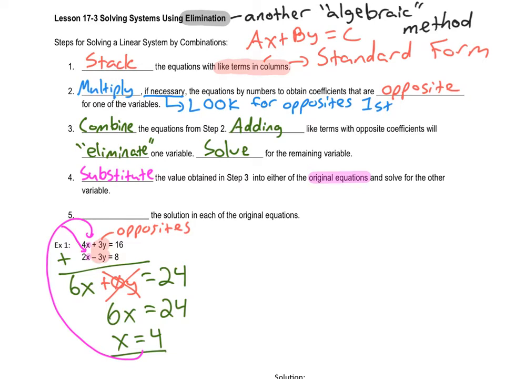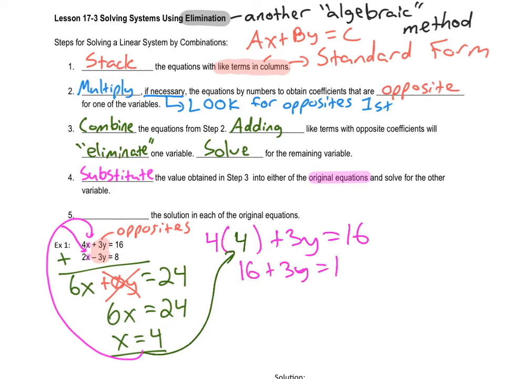So I'm going to rewrite 4x, but I'm going to replace that x with what I just solved. What was that answer I got? 4. We'll put the 4 in there. And then I have the other part of the equation still. Plus 3y equals 16. And now I'm going to solve for y. What's 4 times 4? 16. 3y equals 16. What's my next step?